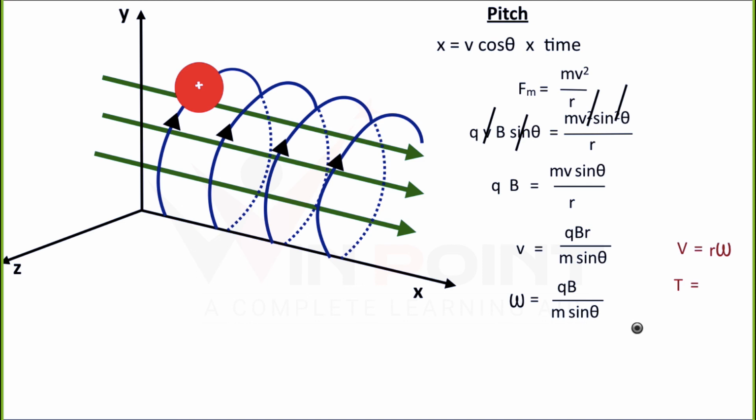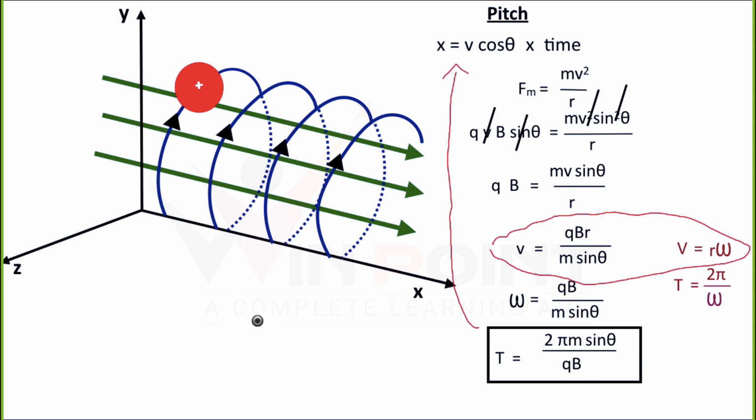Time period T is equal to 2 pi by omega. So we are substituting this one. I am writing directly, T equal to 2 pi, and this qB by m sin theta will become the denominator. So it will be the reciprocal. It will be 2 pi m sin theta by qB. This is the equation for the time period.